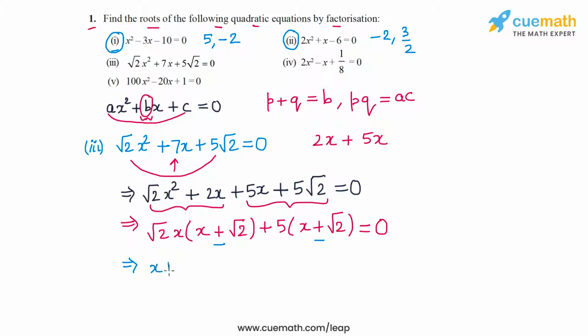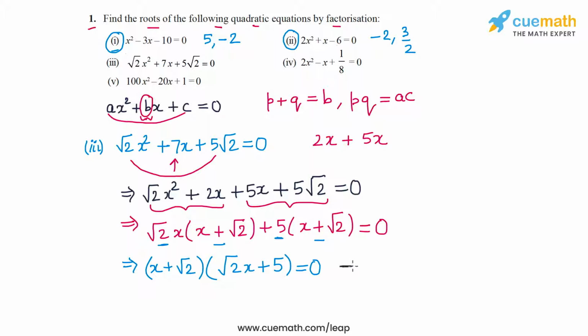So we get x plus root 2 times this root 2x, so root 2x plus this 5, this is equal to 0. So we have managed to factorize the quadratic into two linear factors, and now finding the roots is quite straightforward.